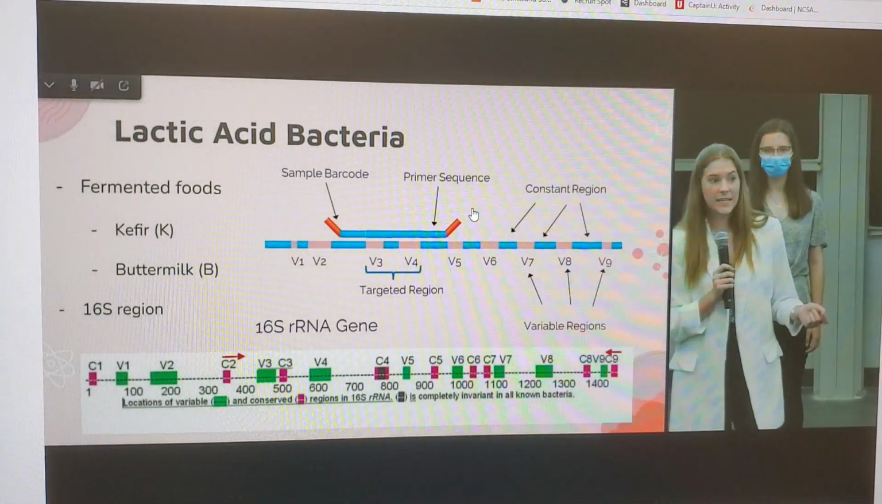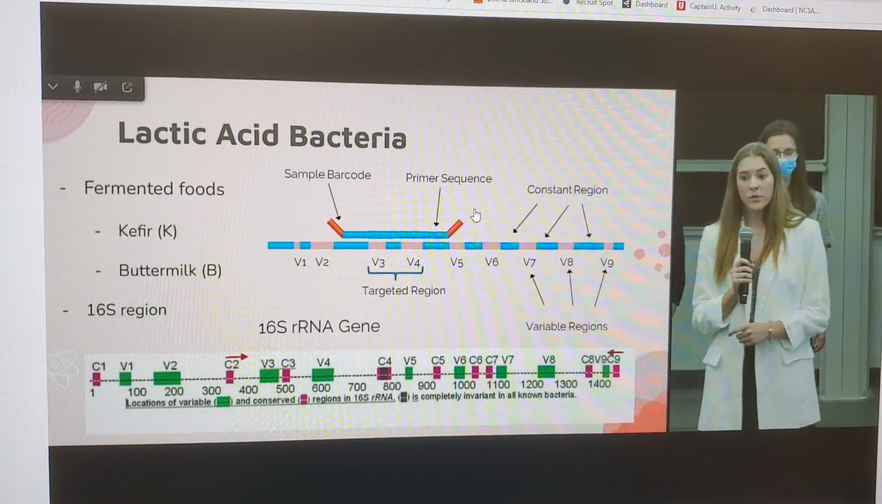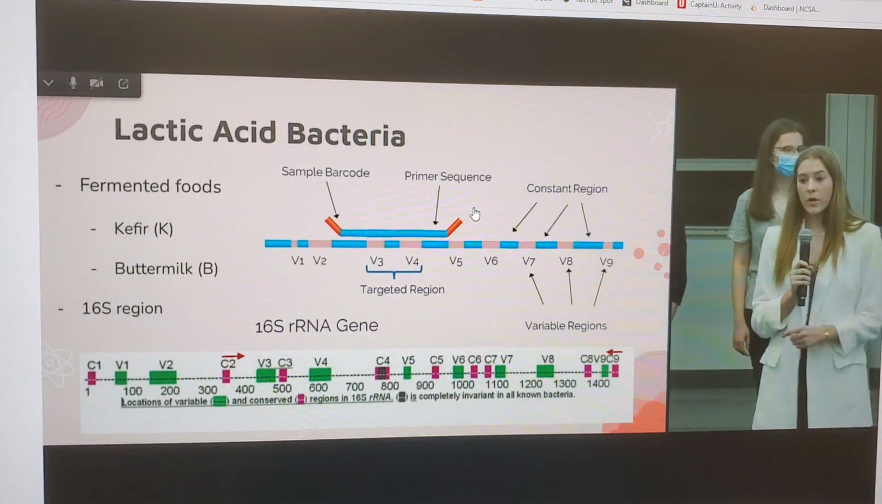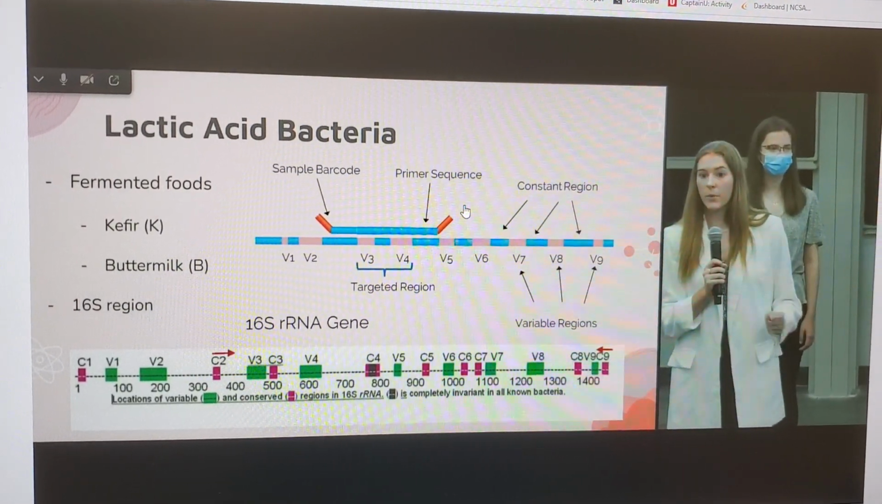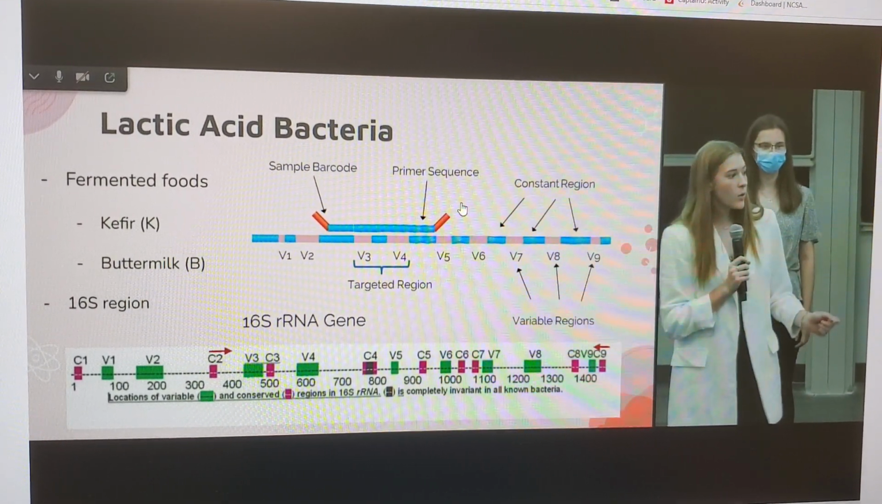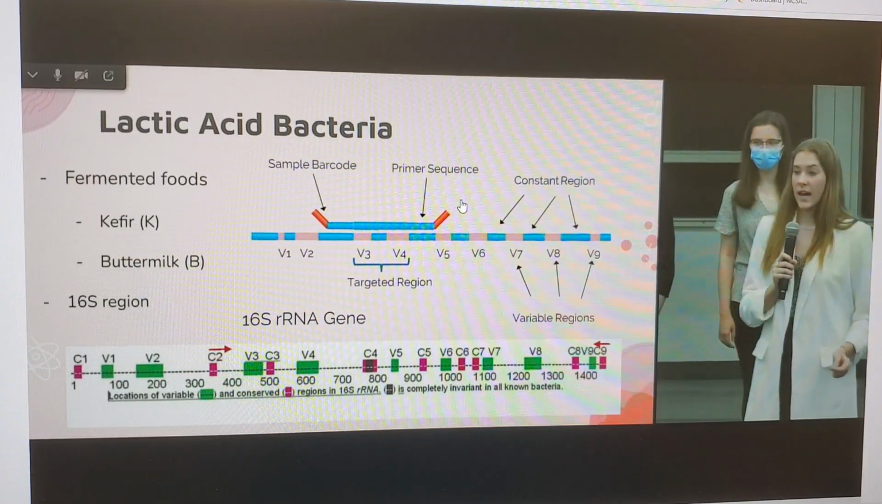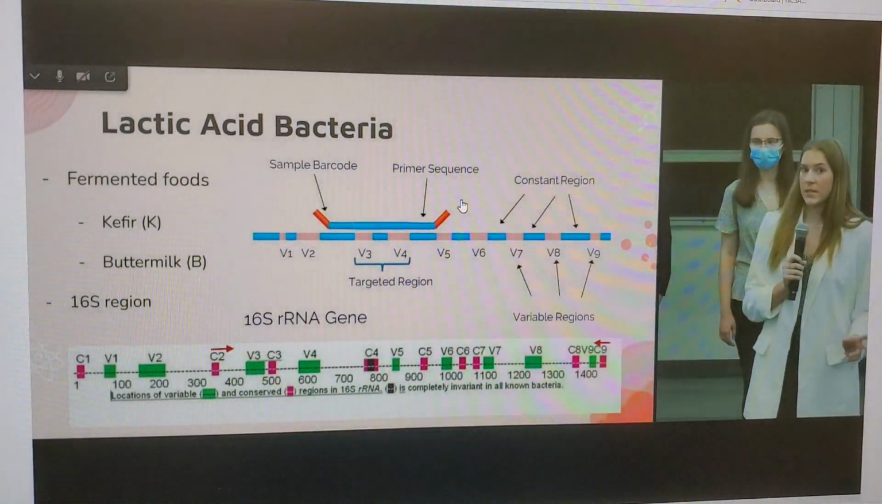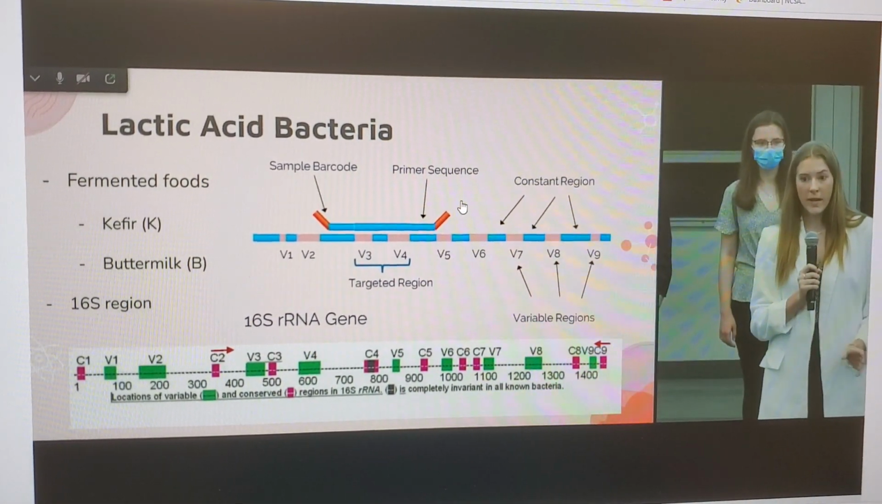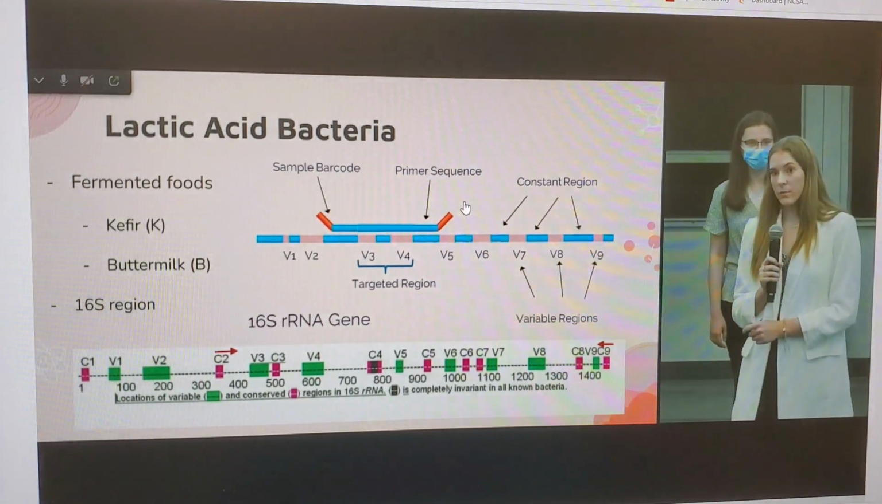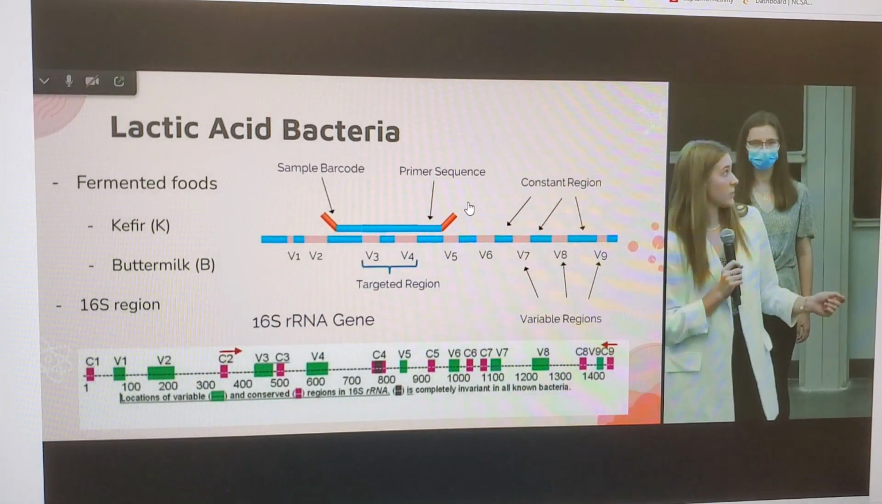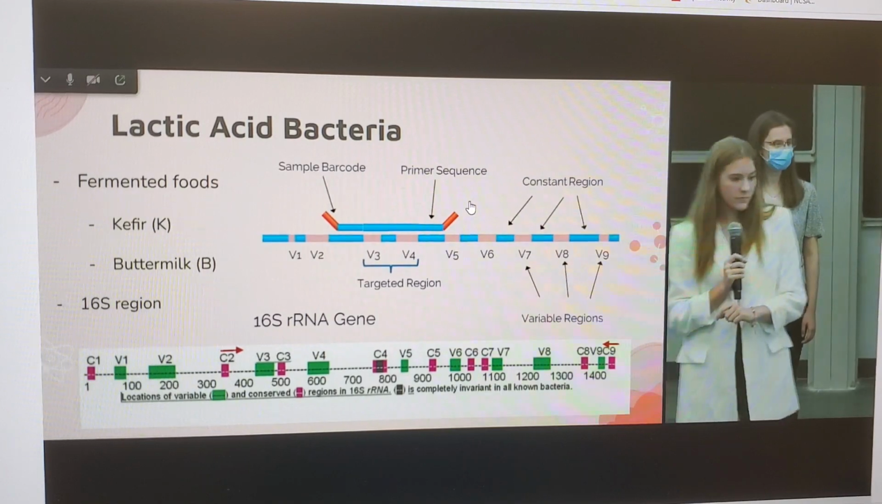All bacteria contain a 16S region in the ribosomal RNA. So this is a component of the ribosome, which is important in producing protein. What makes this important for our research is that it is a highly conserved region, so it shares some of the same characteristics and structure between all bacteria. However, there are also variable regions that allow us to differentiate each bacteria from one another.